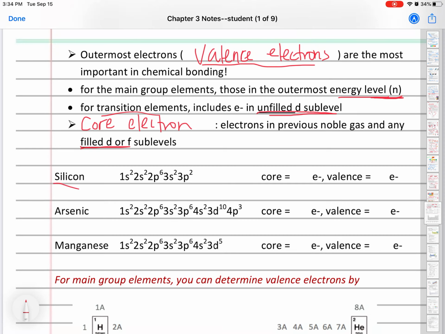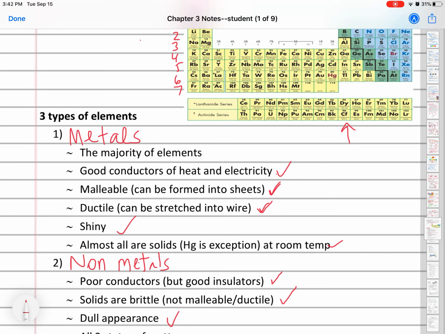So if you look at the font in this diagram here, anything in black is a solid at room temperature. Most of the metals are solid, with mercury being the one exception, being a liquid at room temperature. But if you look at the nonmetals, the ones in blue font are gases at room temperature, and then bromine is a liquid at room temperature, and then carbon, phosphorus, sulfur, and iodine are all solids at room temperature. So they span all 3 states of matter.